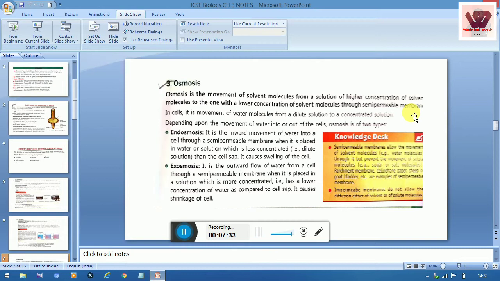Now we shall see there are two types of osmosis: endosmosis and exosmosis. Endosmosis is the inward movement of water into a cell through a semi-permeable membrane when it is placed in water or a solution which is less concentrated. Exosmosis is the outward flow of water from a cell through a semi-permeable membrane when it is placed in a solution which is more concentrated, that is, has a lower concentration of water as compared to cell sap. It causes shrinkage of the cell.